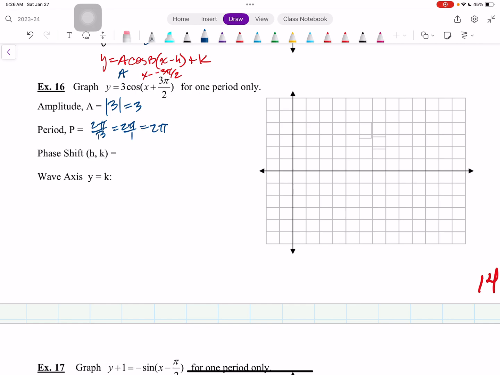We have a shift here. It's negative 3 halves pi, comma 0. There's no k value, k is 0 there, so this is a left shift. And then the wave axis is the x-axis here, the midline. All right, so here we go. Let's graph here. Let's plot your axes. Let's go up 3, down 3, using the amplitude.